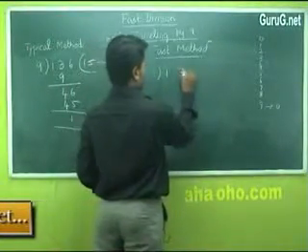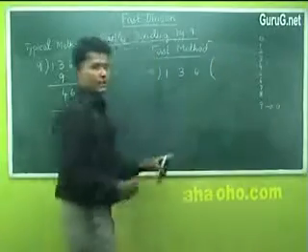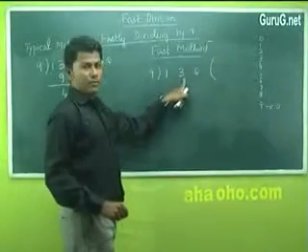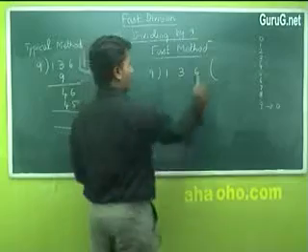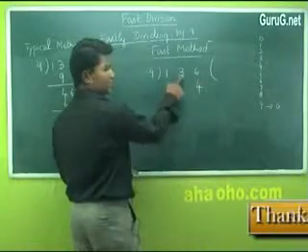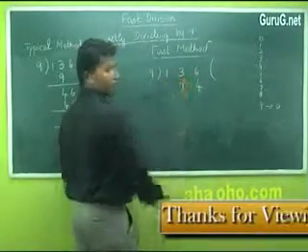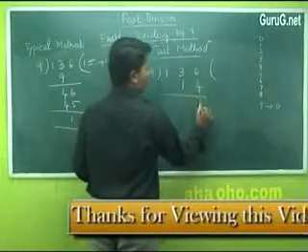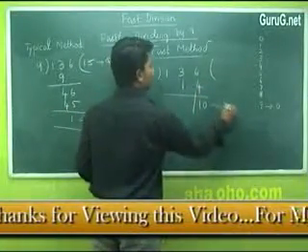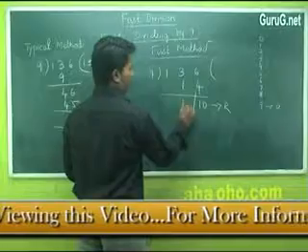9, 1, 3, 6. Take the last value 6. There are two numbers before it. 3 plus 1 is 4. Place 4 here. Now take 3. 1 is the number before it. Place 1. Now 6 plus 4 is 10. So 10 is your remainder. 3 plus 1 is 4.